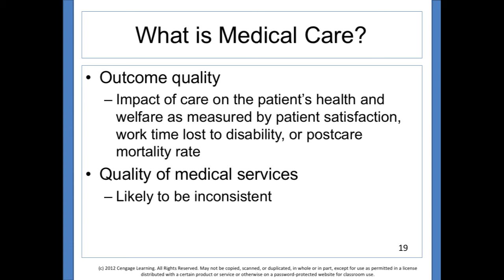So for outcome quality, if you wanted to use the work time lost to disability, this is more objective. This is more straightforward. Or, for example, post-care mortality rate. This is very easy to compare, to quantify, like the mortality rate or work time lost to disability. These are easier than when you're caring about the patient's satisfaction, which is more subjective.